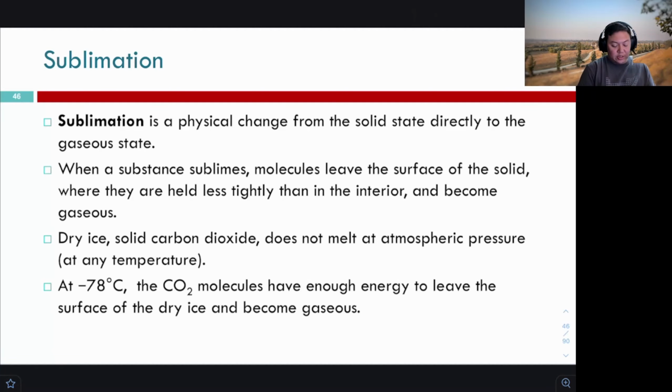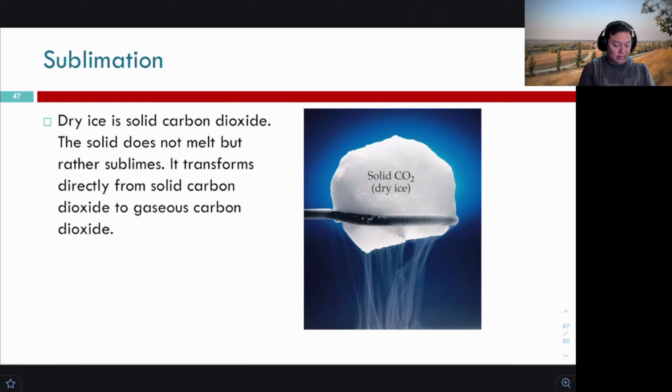Dry ice, though, just does this fast enough that you can see it. All right, so we got solid dry ice, turns into a gas, happens rather quickly at room temperature.